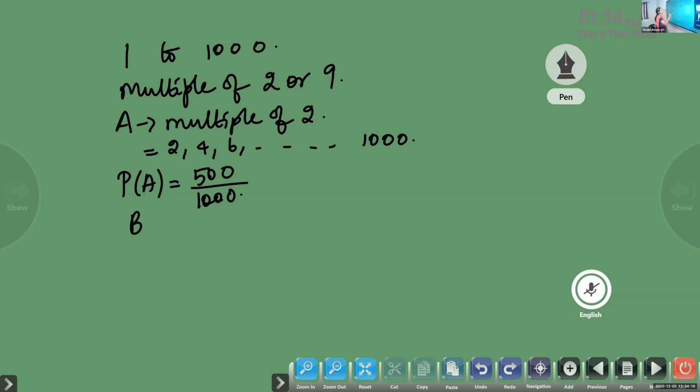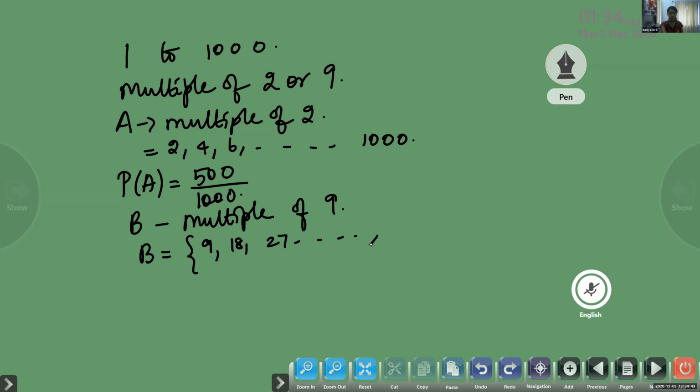Now let us take B. B denotes multiple of 9. So in B, which are the elements you will get? 9, 18, 27, etc. What is the last number you will get that is a multiple of 9, from 1000? 999.